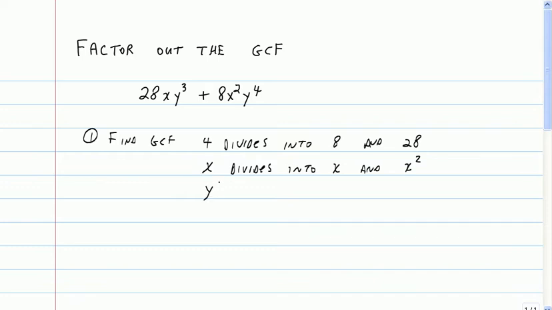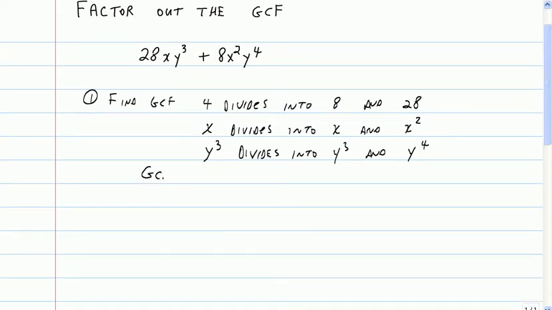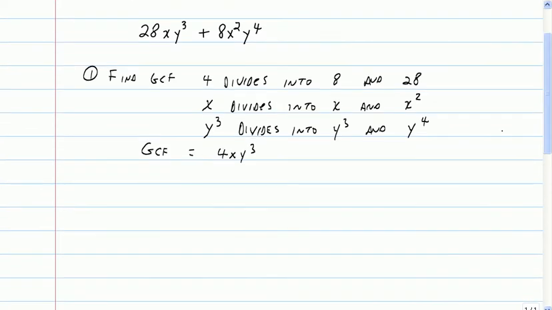And then for y, we've got y cubed and y to the fourth. Well, y cubed divides into y cubed and into y to the fourth. Again, when you look at the variables, you take whichever one's the smallest. Y cubed will go into both of these terms, but y fourth will not. So that means that the GCF is 4xy cubed.